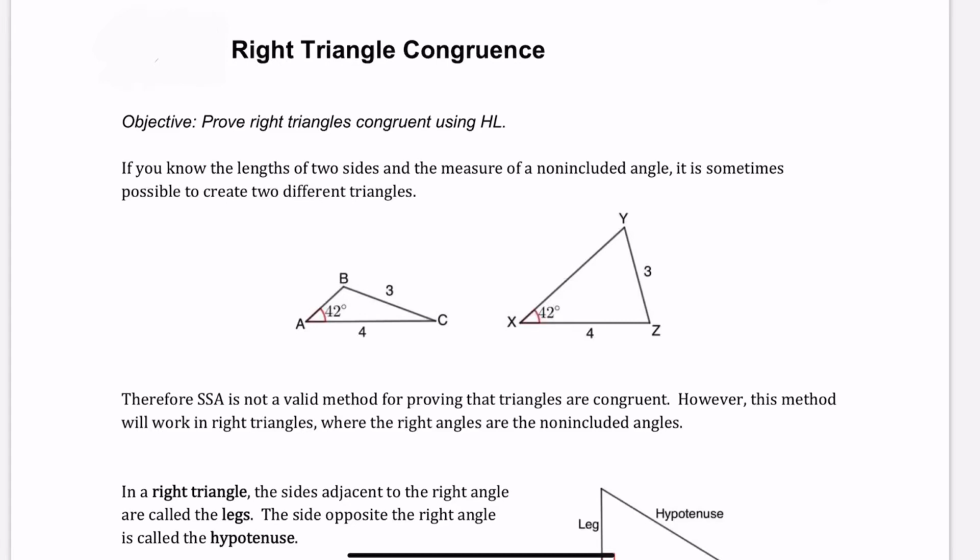Today we're talking about right triangle congruence. We're going to prove right triangles are congruent using HL. HL stands for hypotenuse legs.